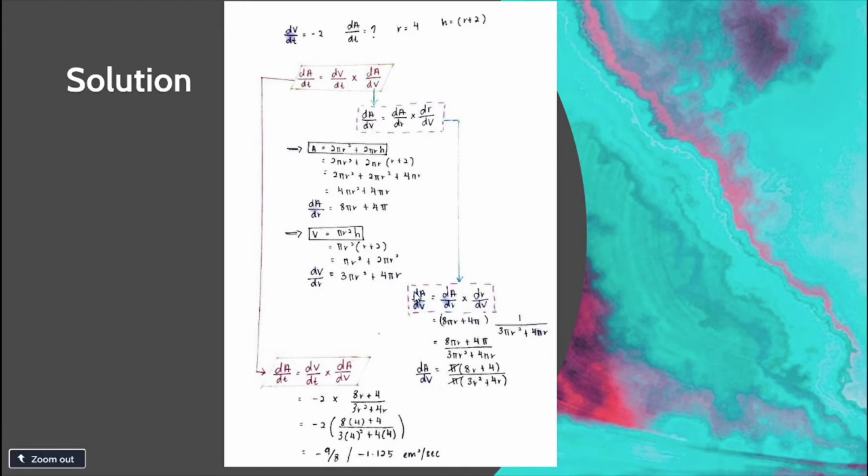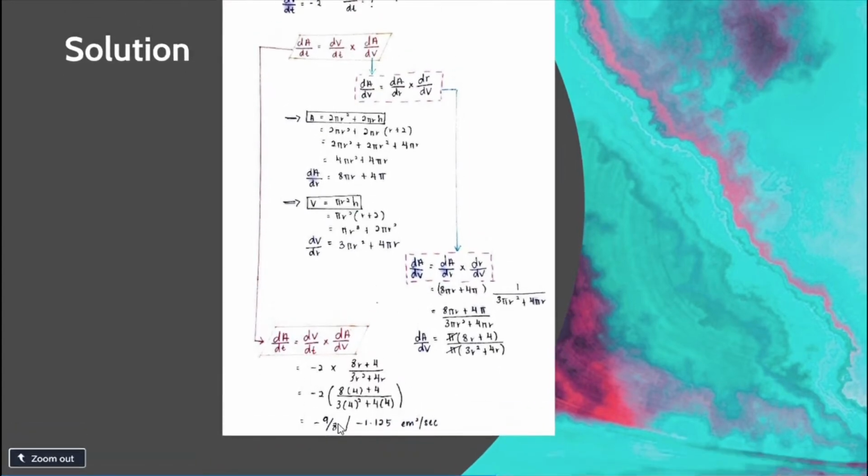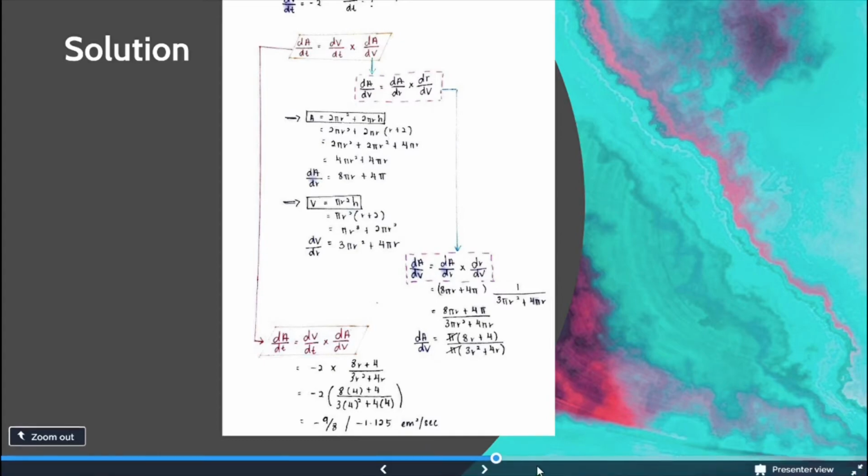Both of these values will be substituted in the previous formula, and then we can have dA/dV. And the last step is we use the dA/dt formula that we made in the first place by substituting the dV/dt given in the question, negative 2, and dA/dV that we found earlier. And the final answer is negative 9/8, or negative 1.125 cm² per second.